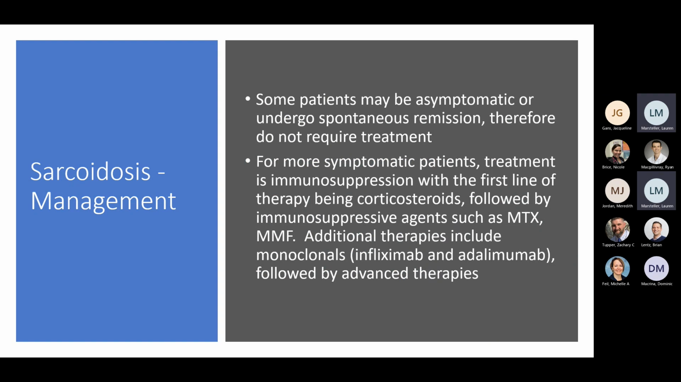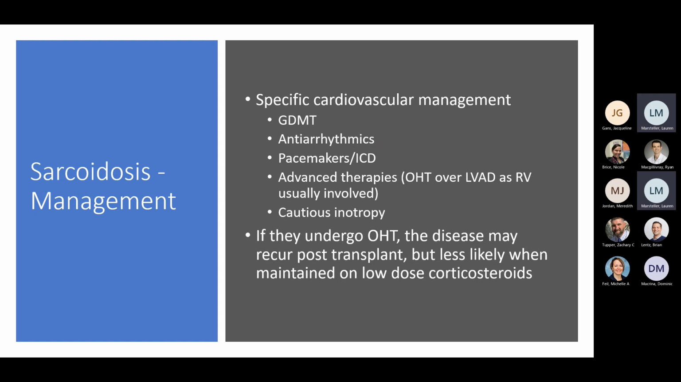So for management, some patients could be totally asymptomatic or go into remission, and therefore they don't require treatment. But for patients that are more symptomatic, treatment is immunosuppression, first line being steroids, and then depending on how active the disease process is, and this comes oftentimes from that PET scan, you may add additional immunosuppressive agents such as methotrexate or MMF, and then even further monoclonals or consideration for advanced therapies. So these patients do typically tolerate the guideline-directed medical therapy decently. So we oftentimes use those.